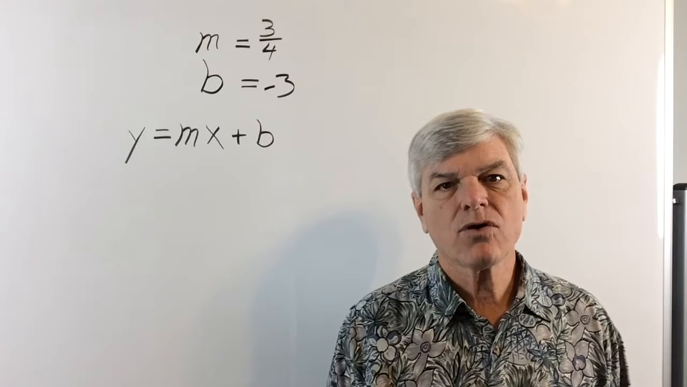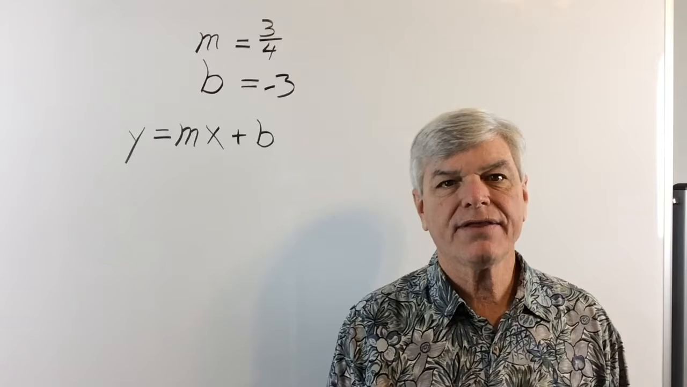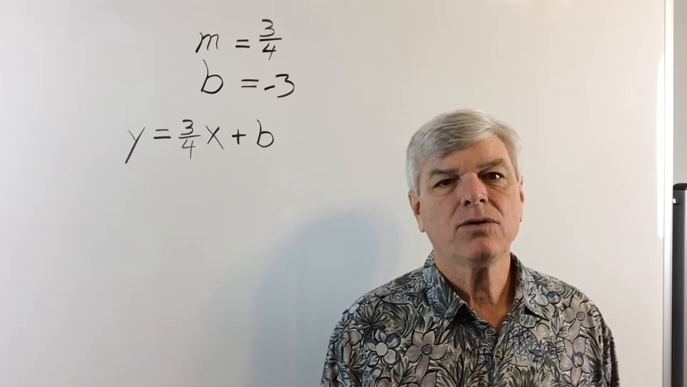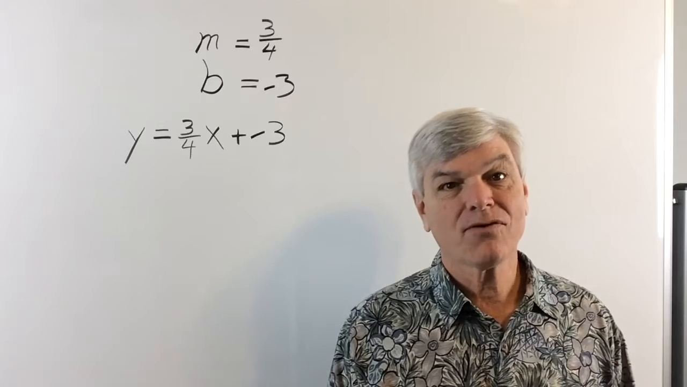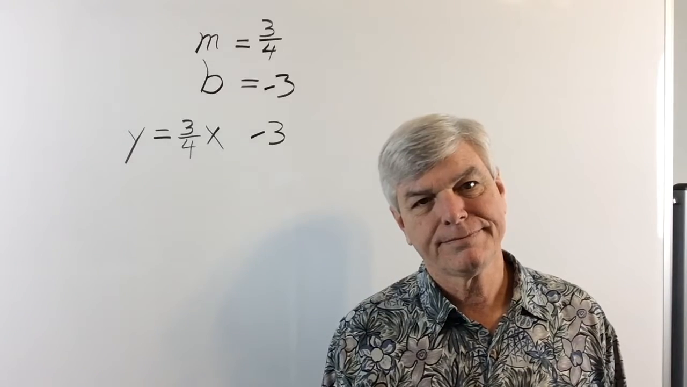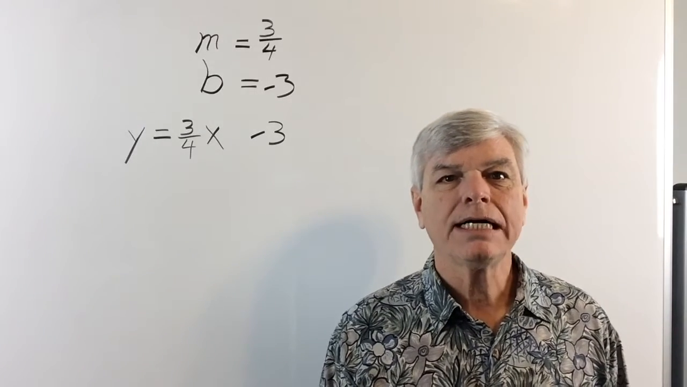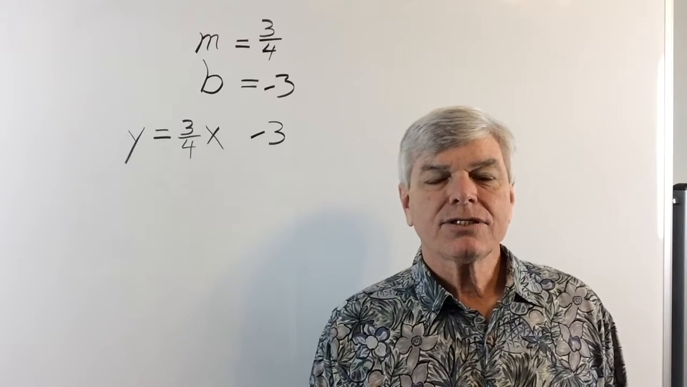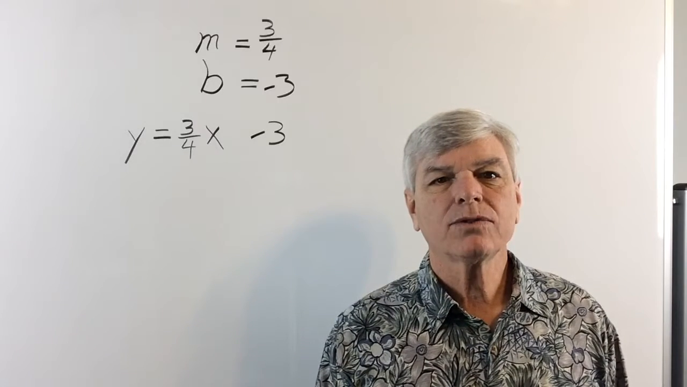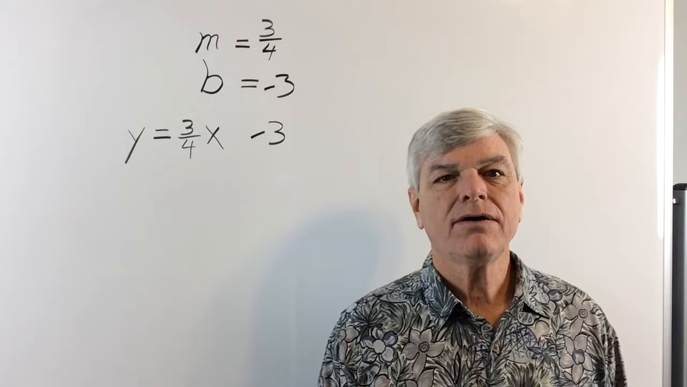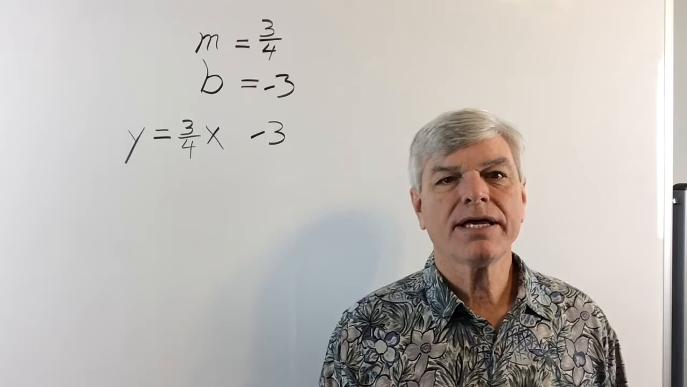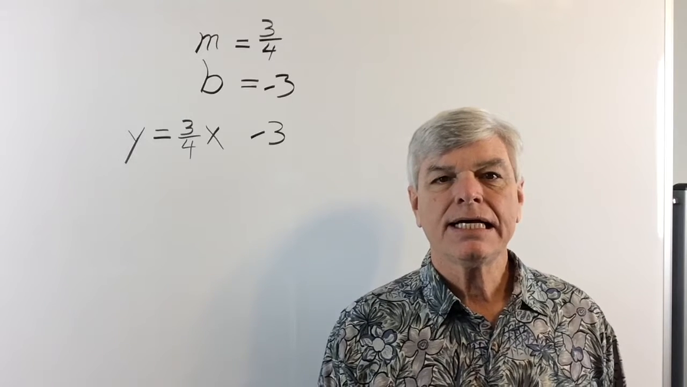M equals 3/4, so let's substitute that in there. And b equals -3. We don't need that plus sign before the negative sign. That's better. So that's the answer to the question: y equals 3/4 x minus 3. That's the formula for the slope and the y-intercept that they gave us.